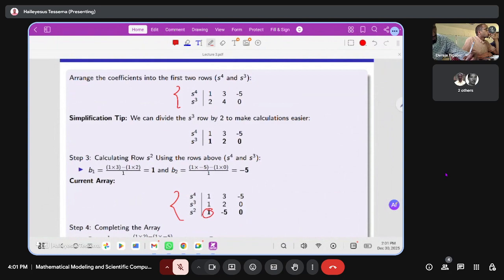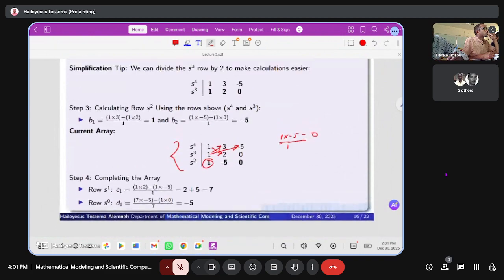Then we can find the first one here. You can see 1 is 1 times 3 minus 1 times 2 over 1, which gives 1. Similarly, the next is obtained as 1 times minus 5 minus 1 times 0 over 1, which is minus 5. We obtain this one. The other one is 0.